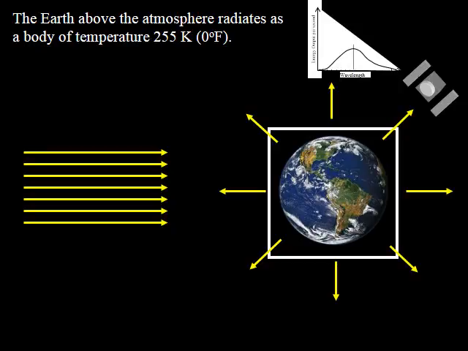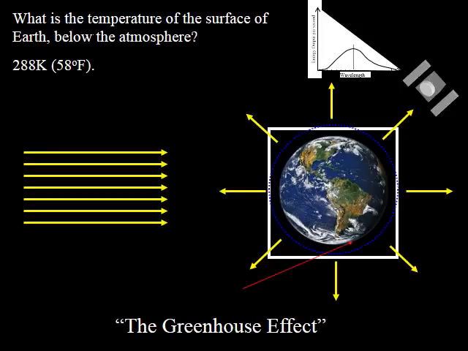So the Earth absorbs light from the sun, and outside of the Earth's atmosphere, it radiates as if it had a temperature of 255 Kelvin or 0 degrees Fahrenheit. We can measure this by looking at the black body curve that's given off by the Earth. But the average surface temperature below the atmosphere is higher than that. It's 288 Kelvin or 58 degrees Fahrenheit.